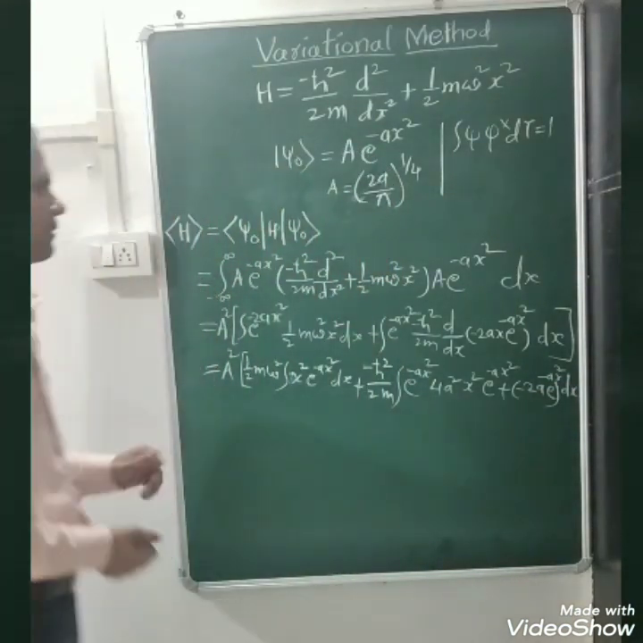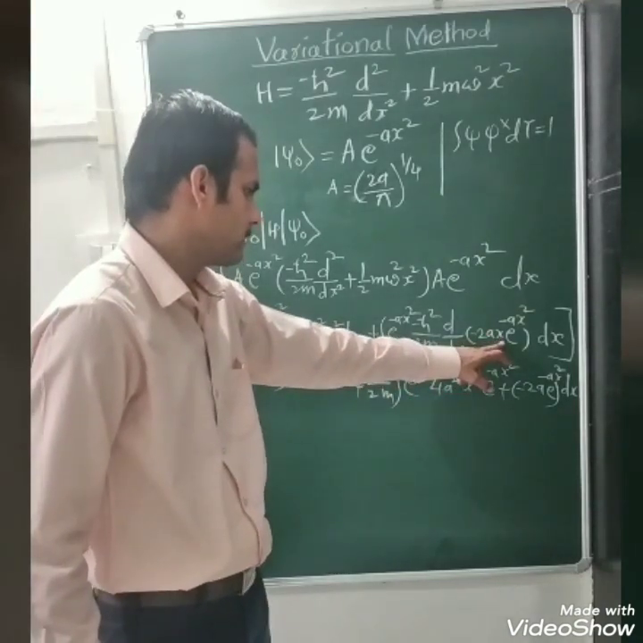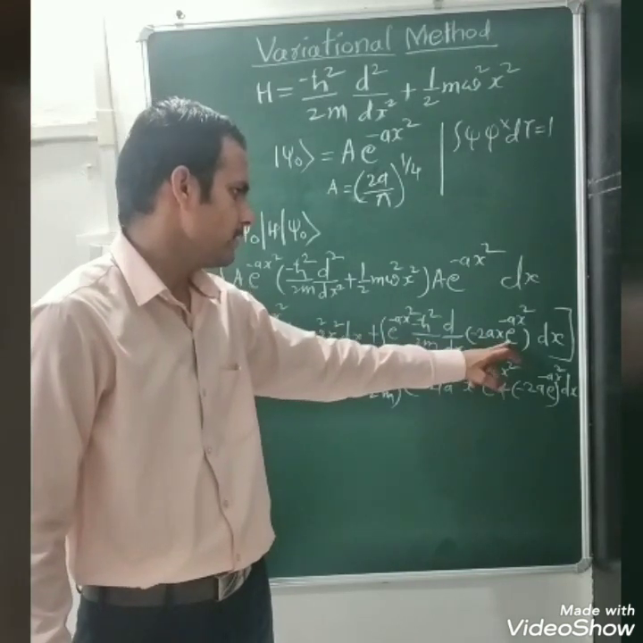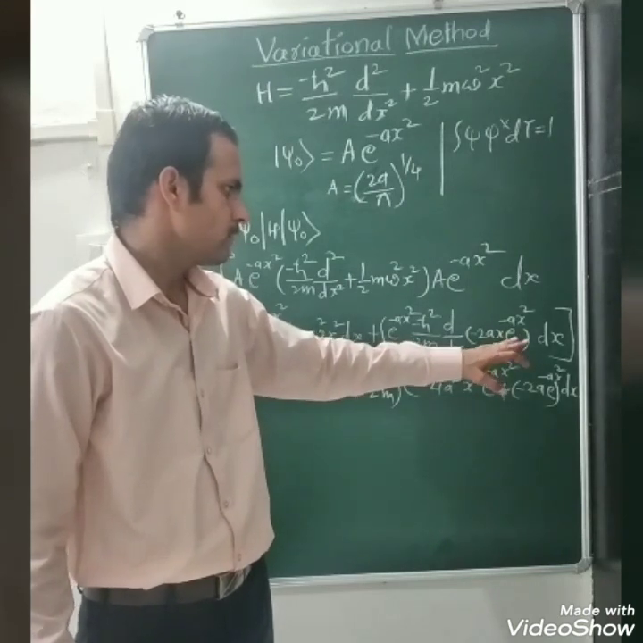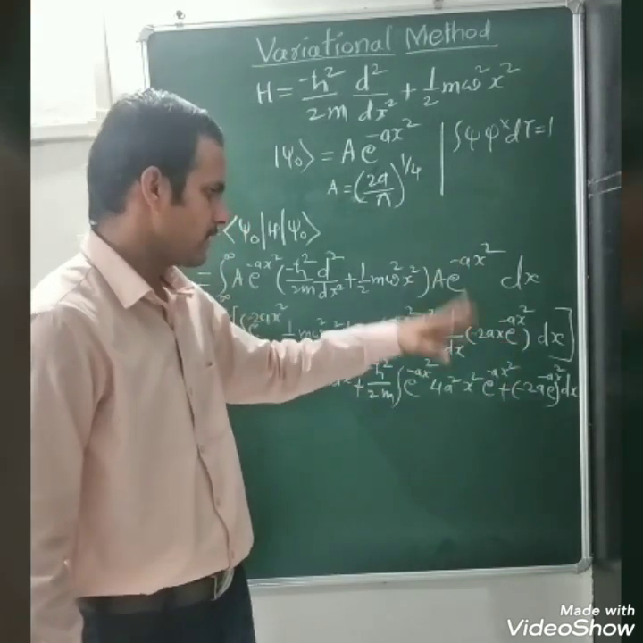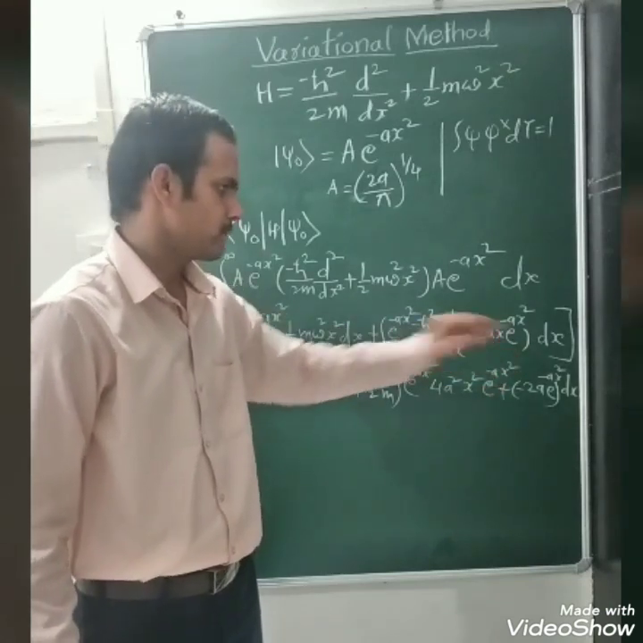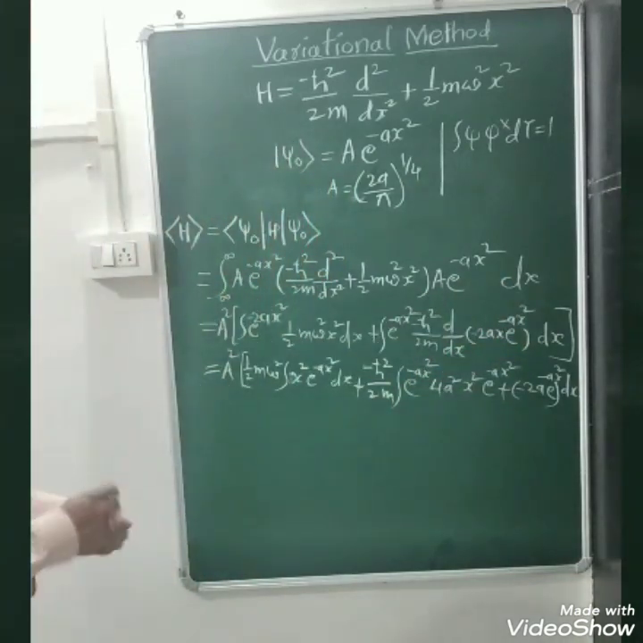So here we have to use the differentiation of u into v, differentiation of uv, plus differentiation of v into u. Okay, I think you understand this term.